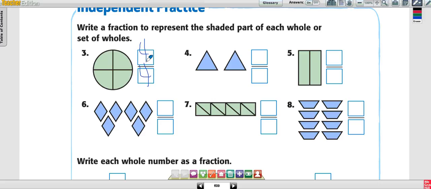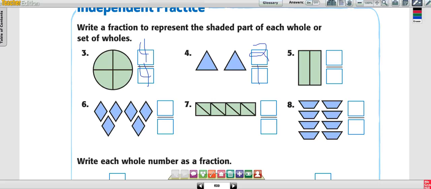Number 4 though, are they talking about each hole or sets of holes? Sets. Okay. So how many sets are there? 2. That goes at the top. And then what goes at the bottom? 1. Okay, you're going to do 5, 6, 7, and 8.